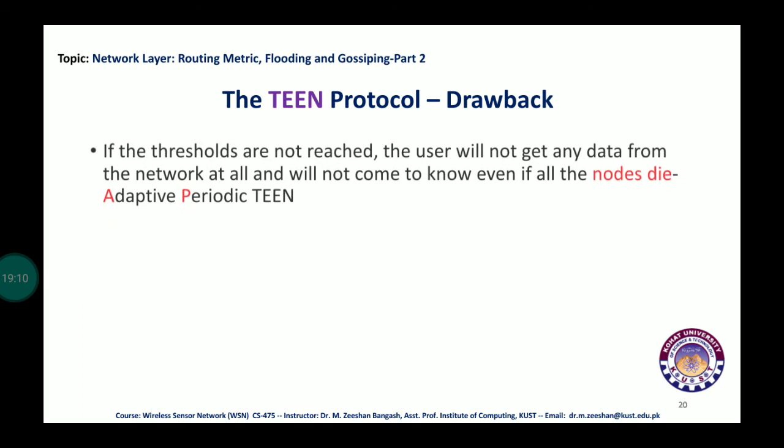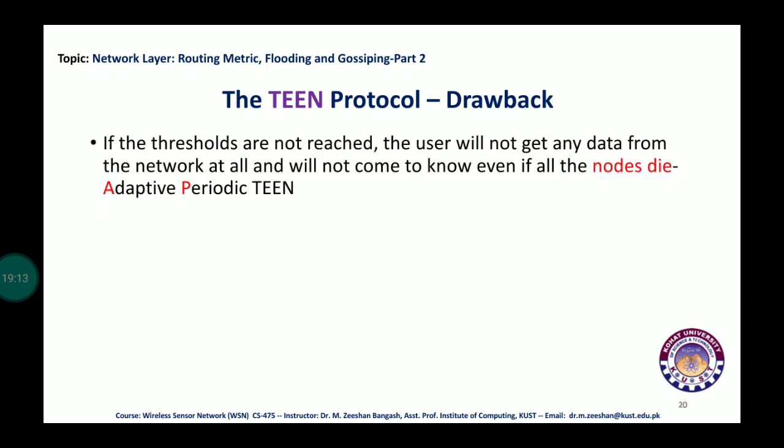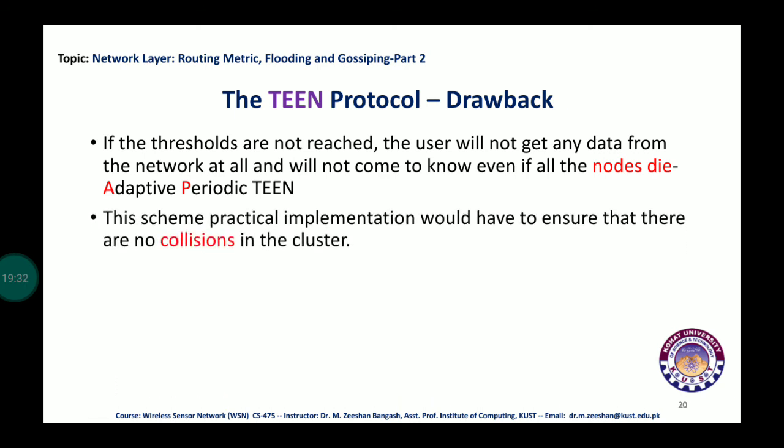However, there are some drawbacks. If for some reason the thresholds are not reached, there will be no communication, and the user will not get any data from the network at all and will not come to know even if the nodes die. In adaptive periodic TEEN, this scheme, when practically implemented, will have to ensure that there are no collisions in the cluster. That has to be considered, that there is no collision of the clusters.